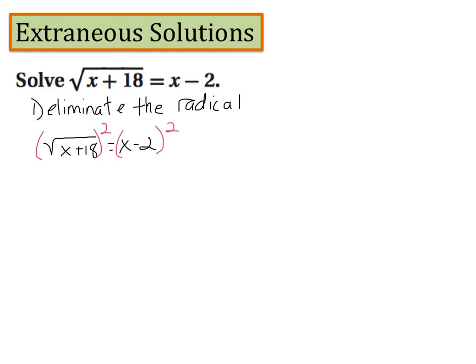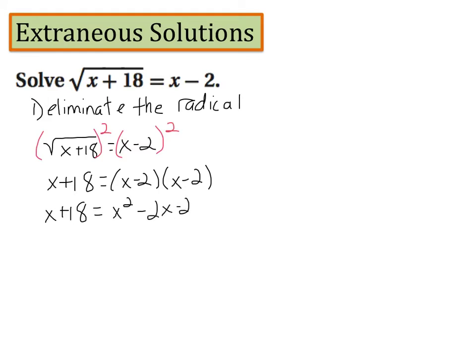My left side's easy. That's just going to be x plus 18. But the right side I have x minus 2 squared. So that's x minus 2 times x minus 2. So I distribute my right side, and I'm left with x squared minus 4x plus 4. So I have x plus 18 equals x squared minus 4x plus 4.